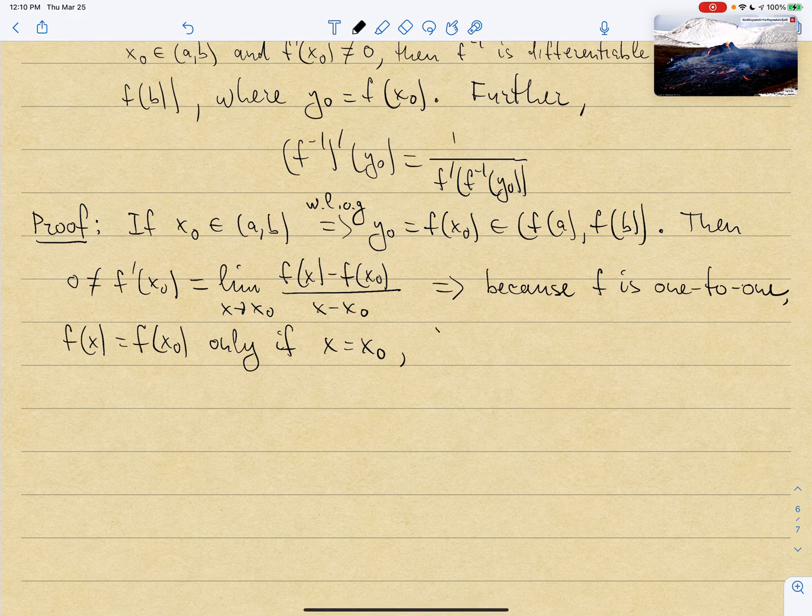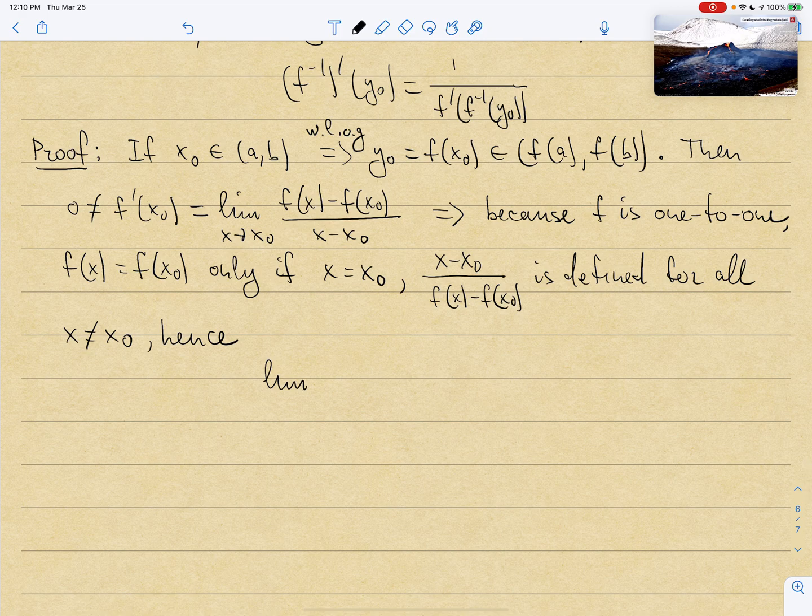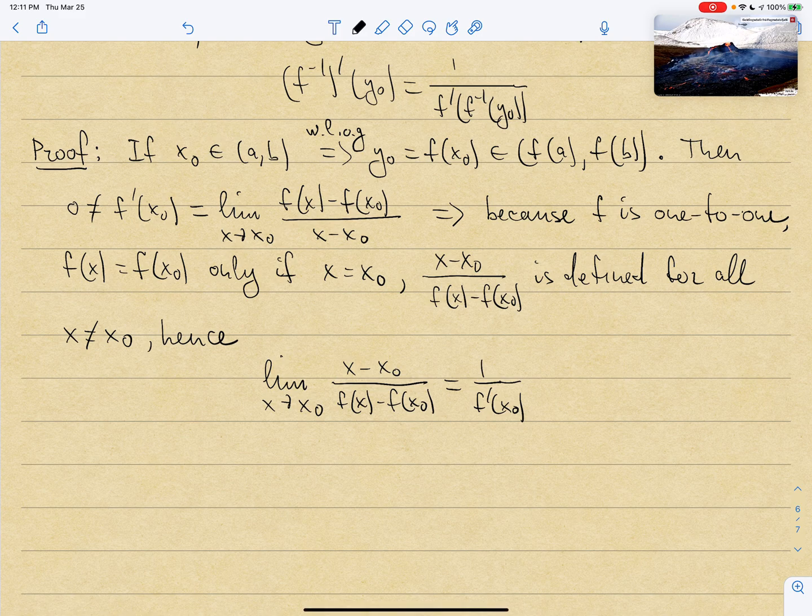Then the function x minus x0 over f of x minus f of x0 is defined for all x not equal to x0, and so hence by properties of limits what I have is that the limit as x goes to x0 of x minus x0 over f of x minus f of x0 should be 1 over f prime of x0. Right, so in this case, I can just take a reciprocal of my original expression, take a limit, and I'm going to end up with 1 over f prime of x0.